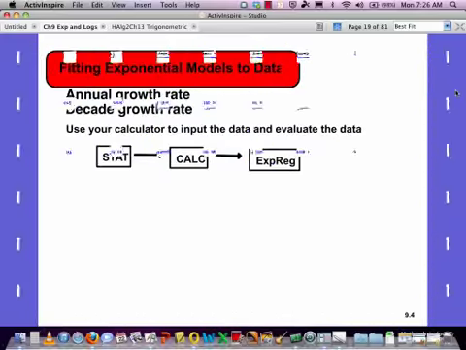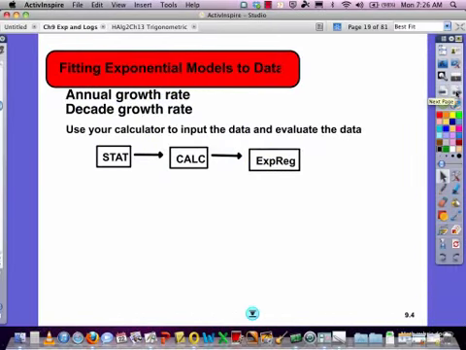So, remember we have, as I said, annual growth rate. We could have a decade growth rate, and we're going to use our calculator to do a best fit, similar to what we did with a linear model and quadratic model. So remind you again, y equals ab to the x could represent an exponential growth if b is greater than 1, and exponential decay if our b value is between 0 and 1.